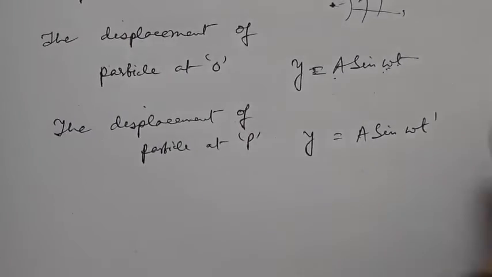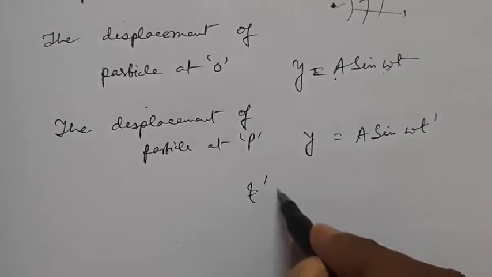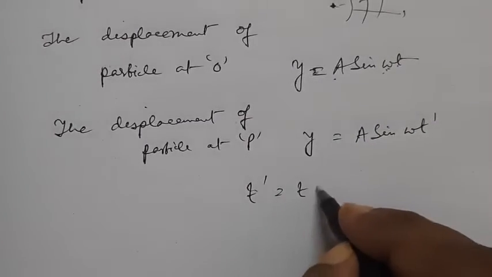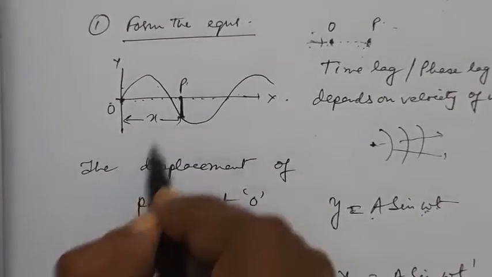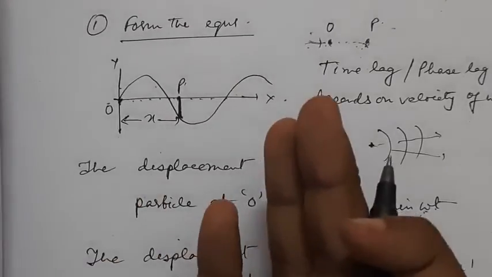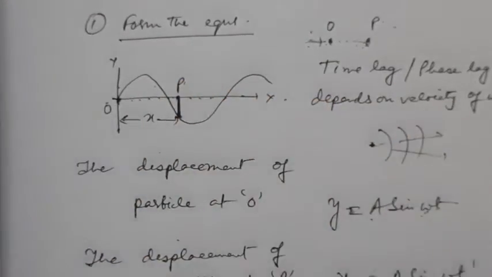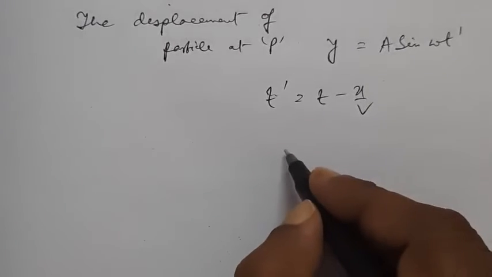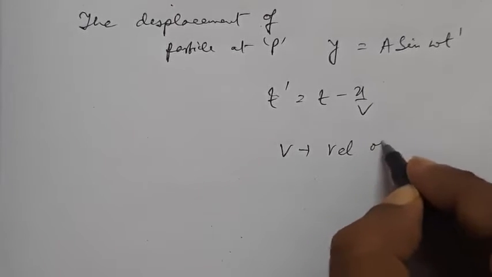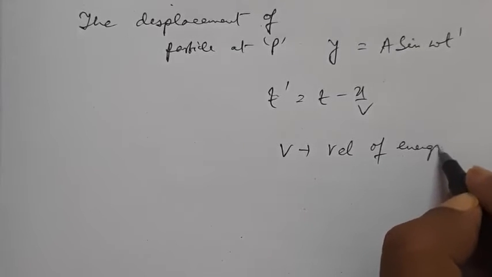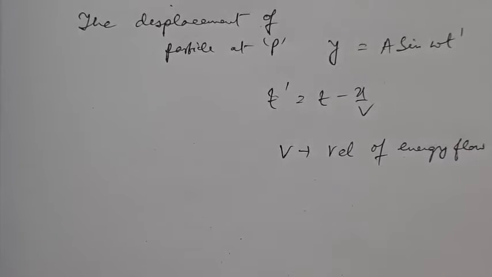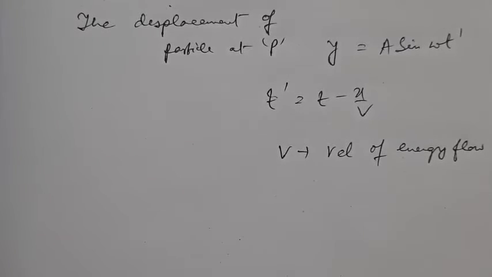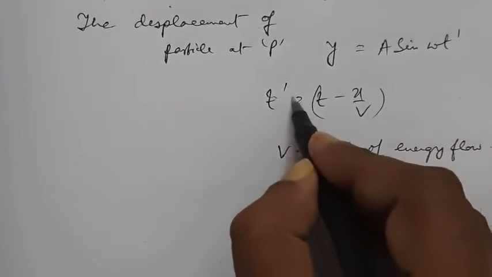So what is the relation between t and t dash? You can write t dash is equal to t minus x by v. We take the displacement of this point to be x, and v is the velocity of the wave, or rather the velocity of energy flow. V is the velocity of the energy flow. With respect to time, we have studied it. So t minus x by v.